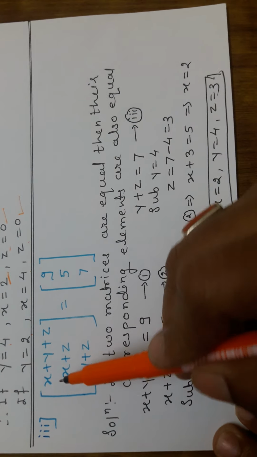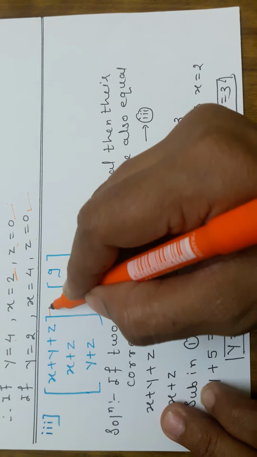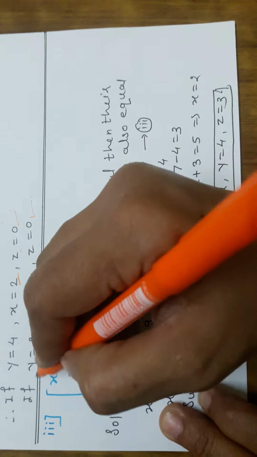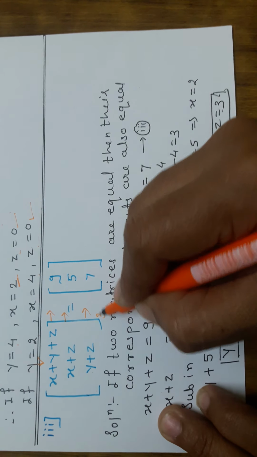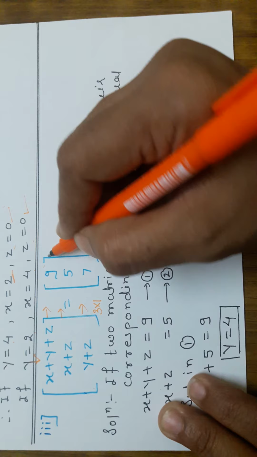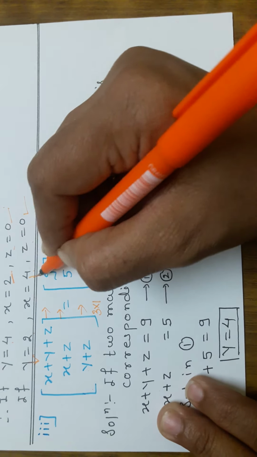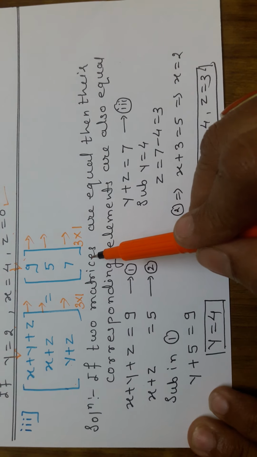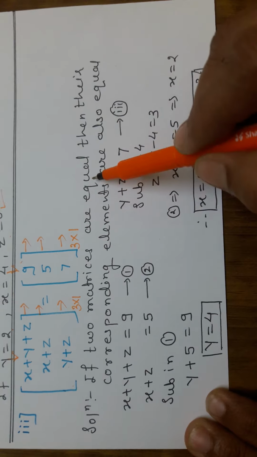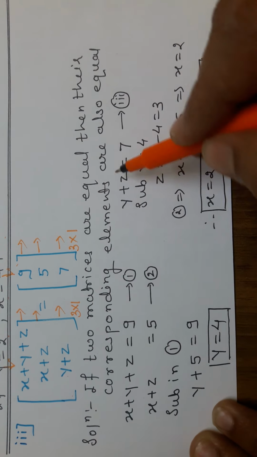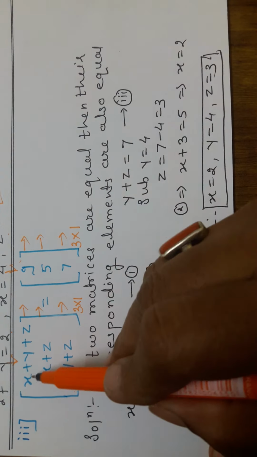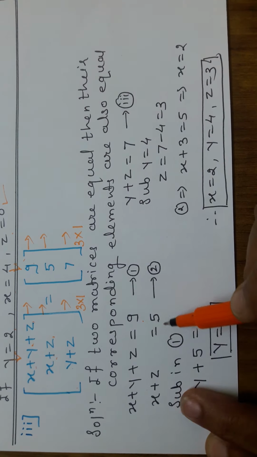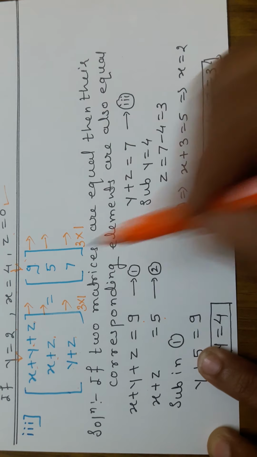Third problem, this is a matrix. Can you tell me what should be the order of this matrix? There are only 3 rows but only 1 column, which means the order of this matrix is 3 cross 1. Can you find here also? This is first, second, third, and this is only 1 column, so 3 cross 1. It means both matrices have the same order. If two matrices are equal, then their corresponding elements are also equal. So we get x plus y plus z is equal to 9. Second equation, x plus z is equal to 5, and third is y plus z is equal to 7.